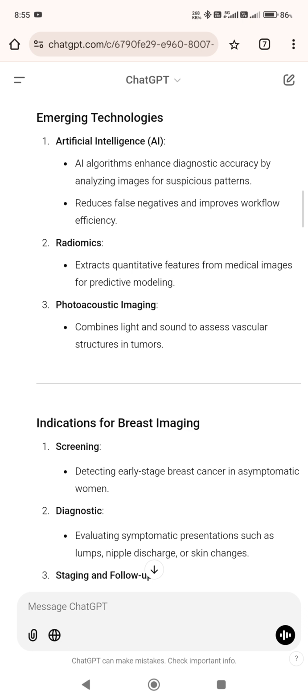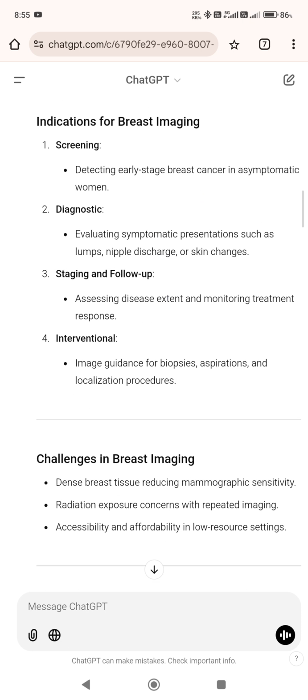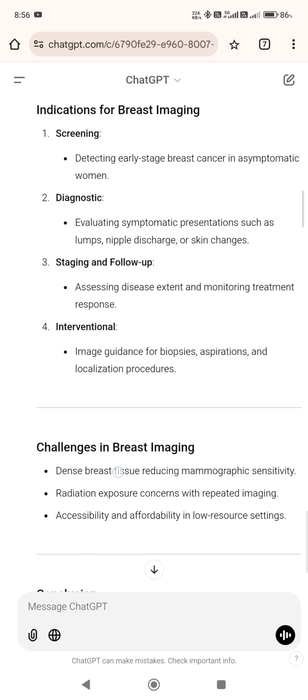Indications for breast imaging. 1. Screening: detecting early-stage breast cancer in asymptomatic women. 2. Diagnostic: evaluating symptomatic presentations such as lumps, nipple discharge, or skin changes. 3. Staging and follow-up: assessing disease extent and monitoring treatment response. 4. Interventional: image guidance for biopsies, aspirations, and localization procedures.